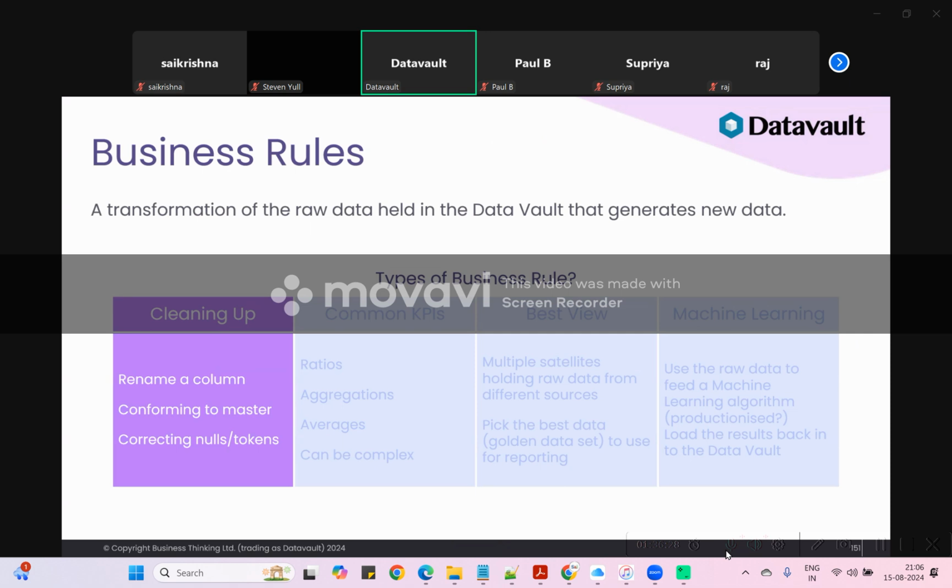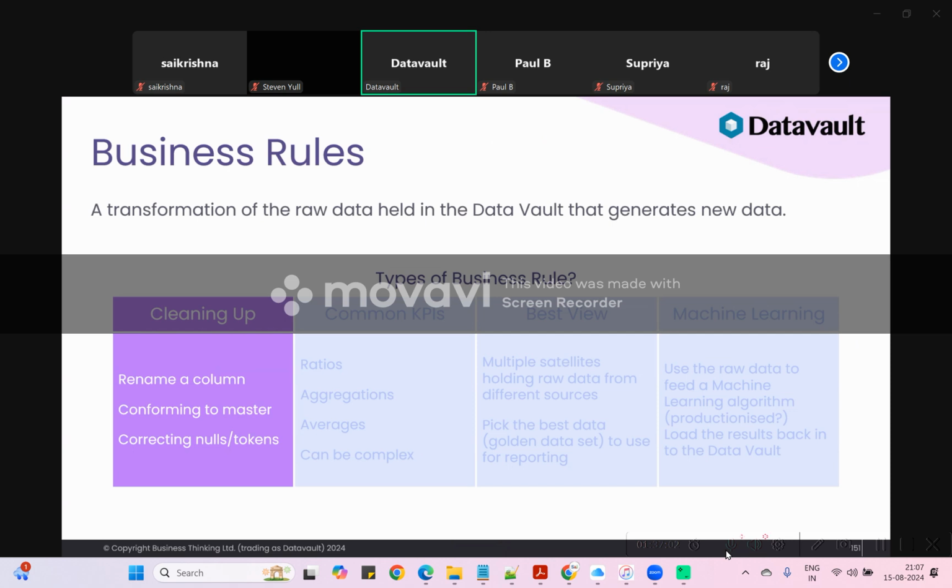Okay, so we're now going to look at business rules. We've loaded the raw data into our hubs, links, and satellites, but we might need to add to that data. So we might want to be calculating KPIs or deriving business rules from the data and have that available in the data warehouse for external use. These things are called business rules, and they take that raw data and transform it into something else. Now, what types of business rule could we have?